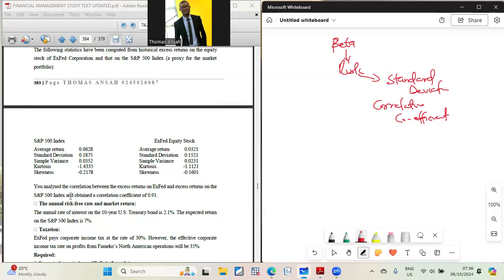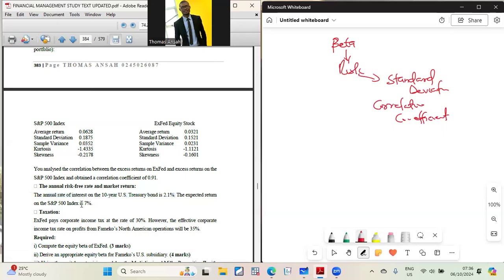Now, it says that the annual risk-free rate of interest for a 10-year US Treasury bill is this. So that is the risk-free rate. The expected return on the market is 7%. What is expected return? RM. Take note of that. That is RM, expected return.